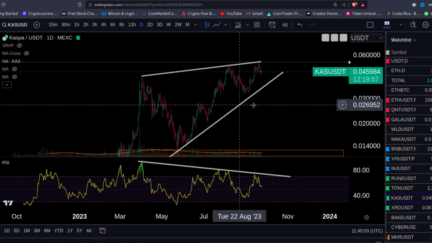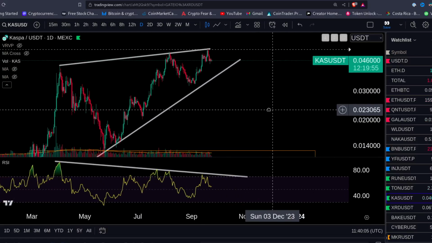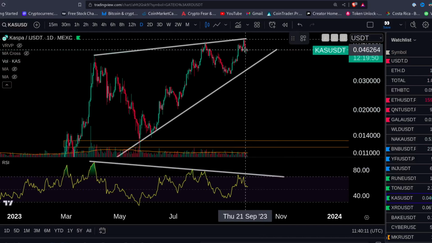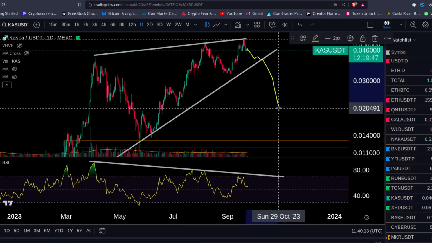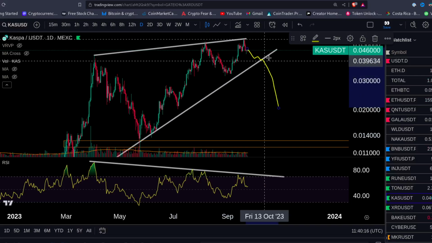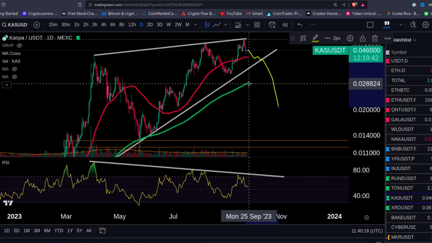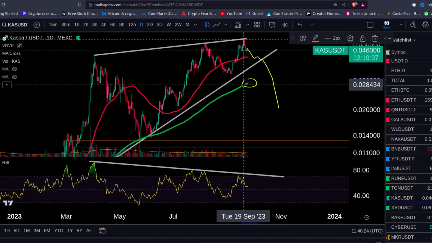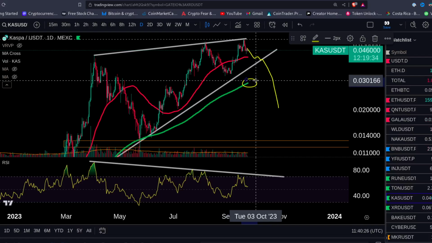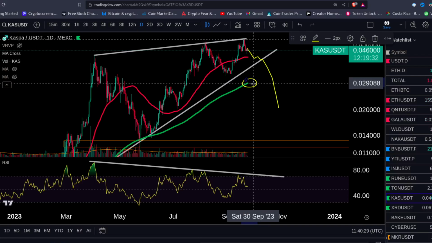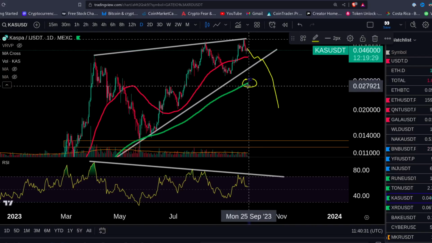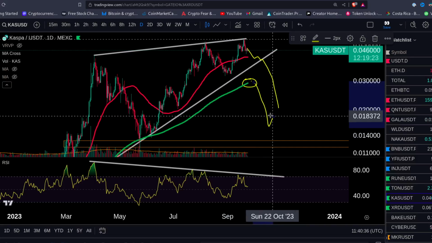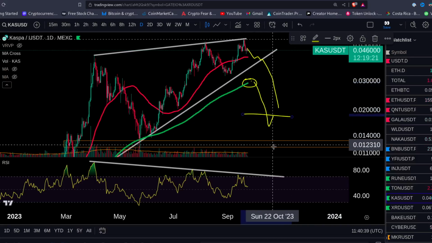Now, look, the bear case is that this is a rising wedge, all right? A rising wedge, and that Kaspa is going to break bearish below this trend line and come and retest the 200-day MA. Now look, if you lose the 200-day MA, at the moment it's around 33 cents, so if it breaks below the 200-day, this is a problem, and we're probably gonna come back down to test the 20 cents or maybe even the 10 cents.